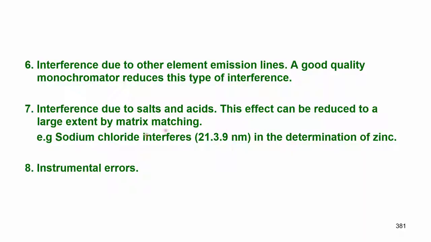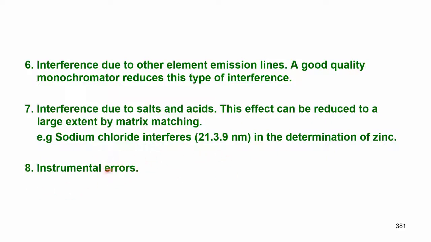So, interference due to other element lines, emission lines, is quite possible. That is, a good quality monochromator is required, as other emission lines may be nearby. So, if I use a filter, emission will be more, because a lot more radiation will fall on the detector. So, that is a type of interference only. And then there could be interference due to salts, acids, etc. This effect can be reduced to a large extent by matrix matching. So, for example, sodium chloride interferes in the determination of zinc.